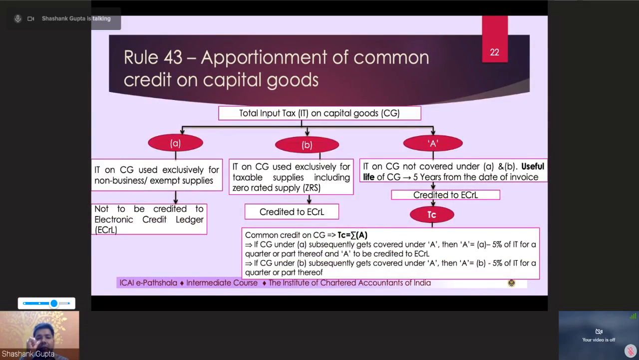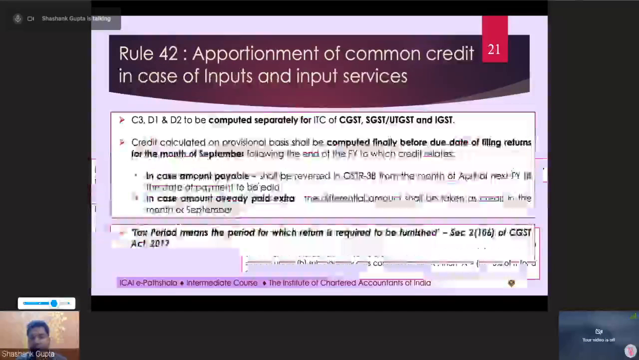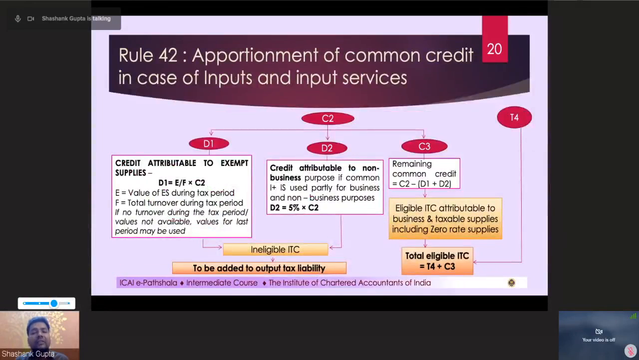Apportionment of common credit, okay, so before we come on to here, I hope everybody is clear on what is taxable supply and why it includes zero rated supply. Zero rated supply has been defined under GST to include supply to SEZ unit, SEZ developer plus exports out of India. So zero rated supply is basically something which is more or less in the nature of export, and in the case of export, the government gives the benefit of input tax credit completely while giving you refund or exemption from payment of tax on your outward supply.